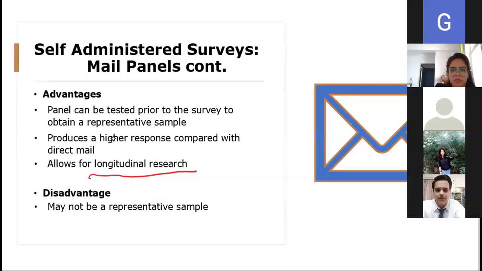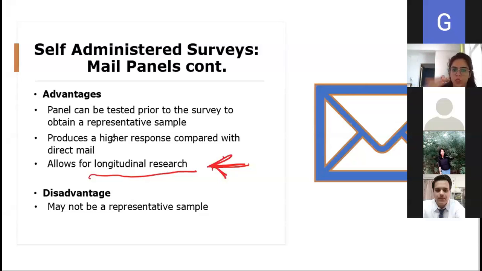Okay, self-administered surveys, mail panel, it allows for longitudinal research. What do you understand by longitudinal research? Longitudinal, cross-sectional? What is longitudinal? Longitudinal is when you conduct a survey with the same respondent at different times, multiple times. Say in the first year, then in the second year, but you are using the same respondent.